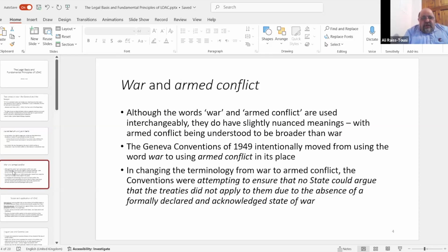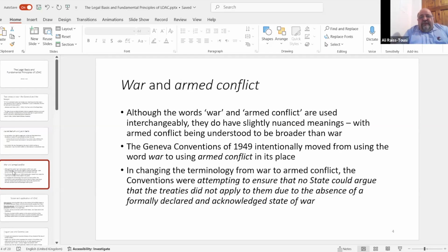talking about today. Now, sometimes war and armed conflict are used interchangeably, but that doesn't mean that they have the same meaning. There's a slight nuance between the term war and the term armed conflict. An armed conflict is understood to be broader than war.